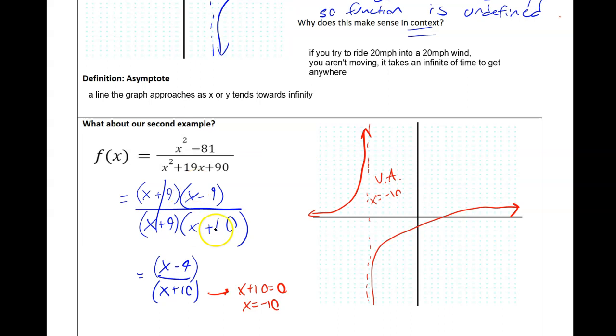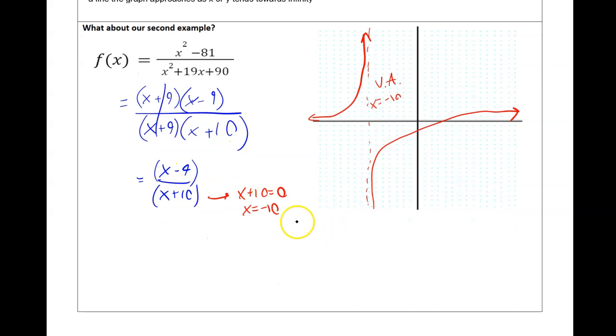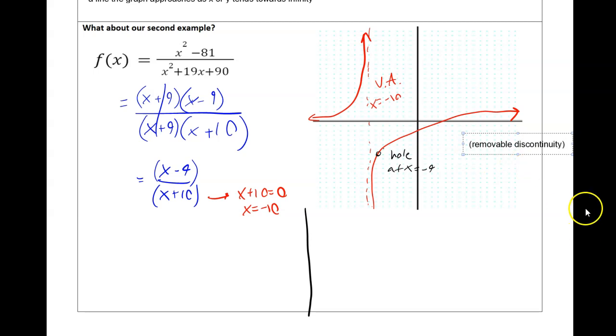So we need to figure out how to represent that there's a discontinuity also at negative 9. The way we're going to represent that is we're going to find negative 9, and we're going to draw an open circle on our graph. And we often just call this a hole at x equals negative 9. You can also call it a removable discontinuity. It's a little more academic sounding than a hole. But that's exactly what it is. It's a little spot in the graph that we cannot graph because it makes the denominator of the fraction equal to 0. And what we're representing is that the graph is undefined there.